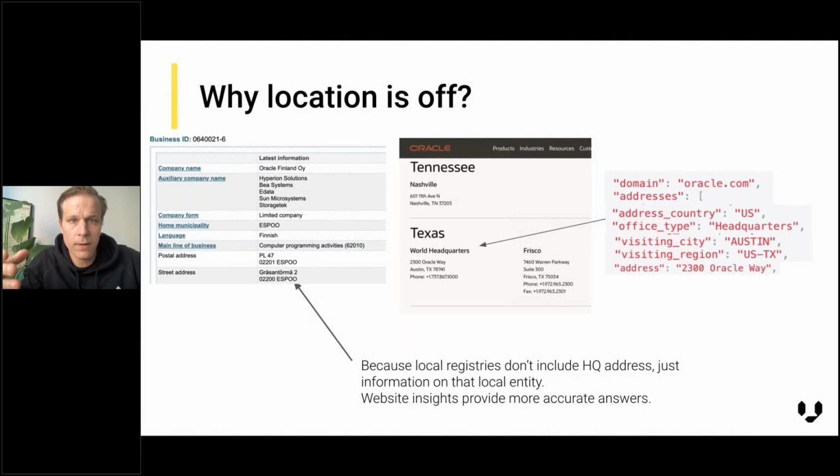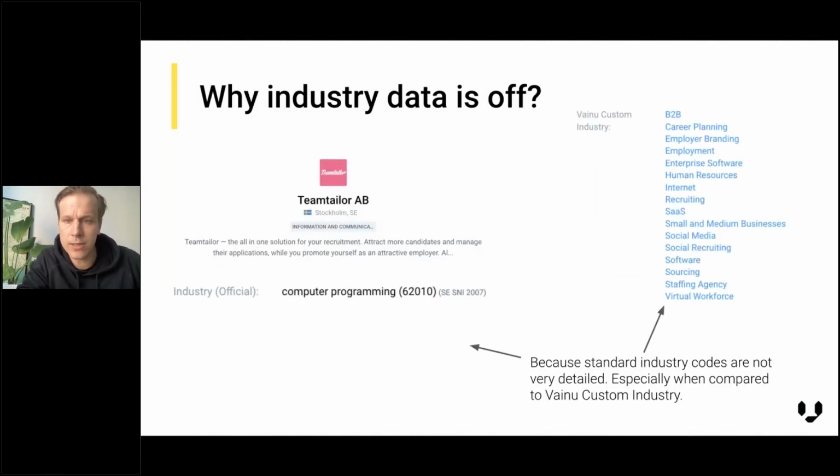So we've been putting a lot of time and effort into developing technology that can analyze websites and extract the information from those websites, and then pick and choose the information we need to answer these questions more accurately. And why is industry data off?